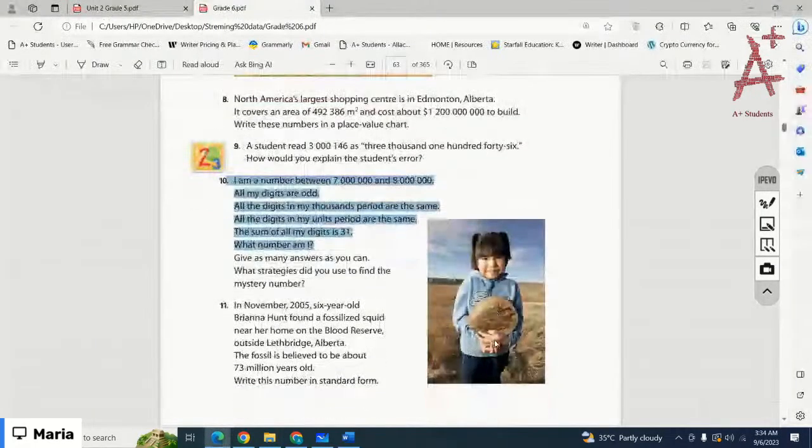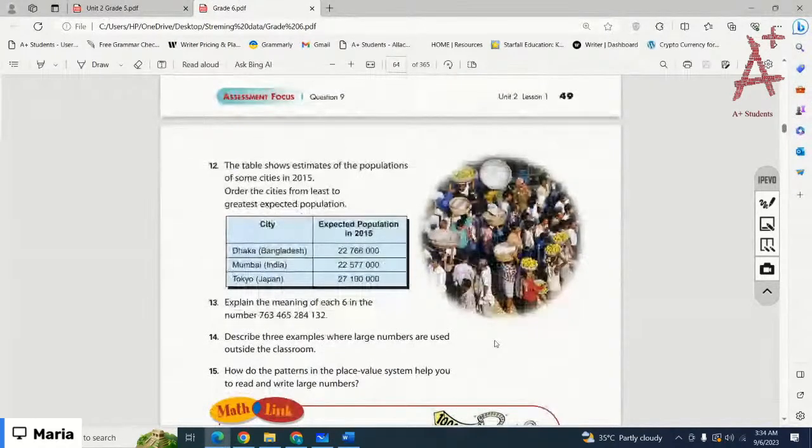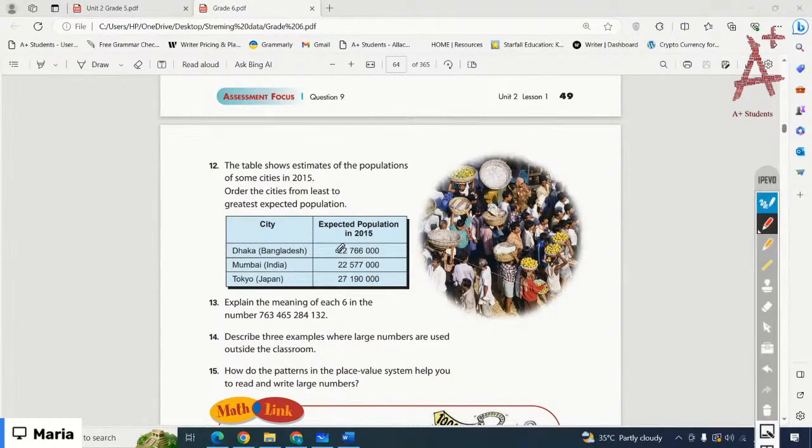Okay, let's just skip question number 11. You can try the questions I skip on your own, right? Okay, the table shows, question number 12. The table shows estimates of the populations of some cities in 2015. Order the cities from least to greatest expected population. So you have to arrange these numbers, right?